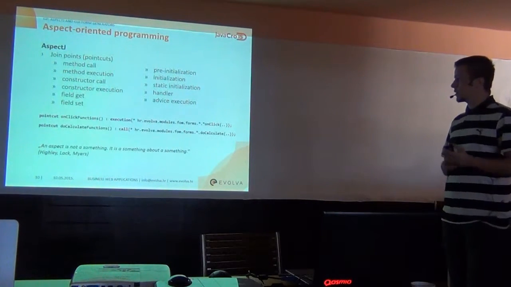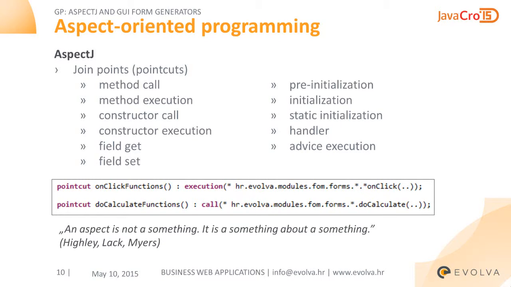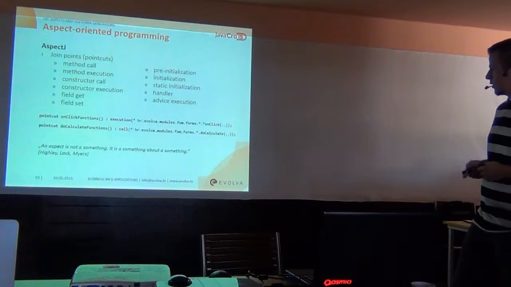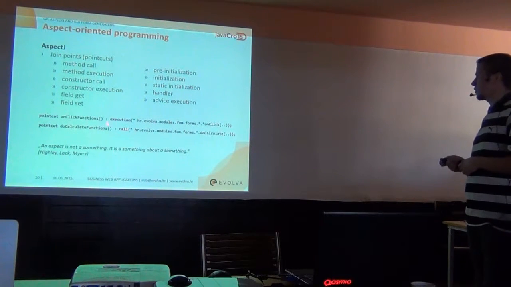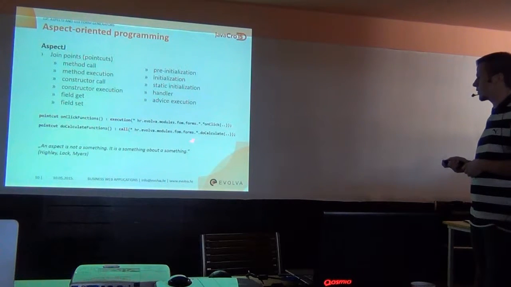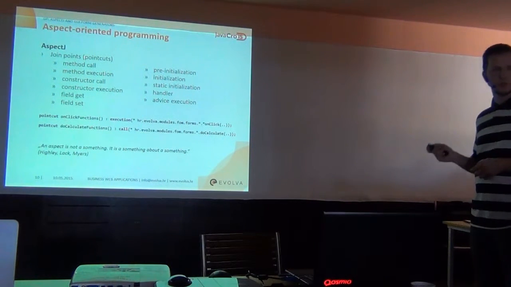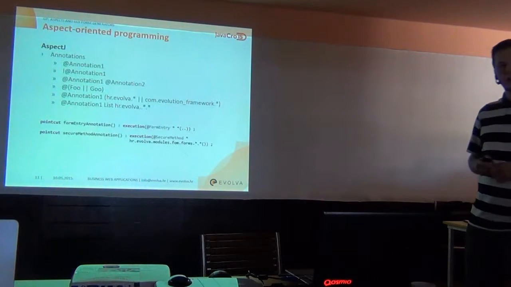So AspectJ currently supports 11 types of join points. The most common are method call and method execution. So in your aspect you can define, for example, a pointcut named onClick functions and match the execution of every function whose name ends with onClick, and it is inside of this package. You can also define a pointcut named to calculate functions. You can match not the execution but the call of some function inside of some package. You can use wildcards, etc.